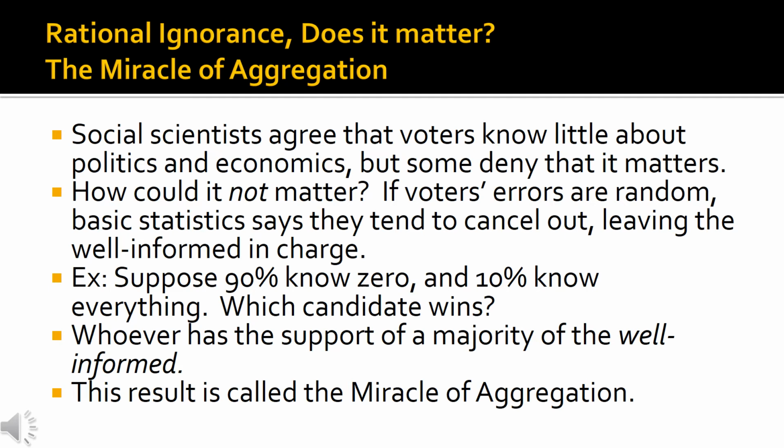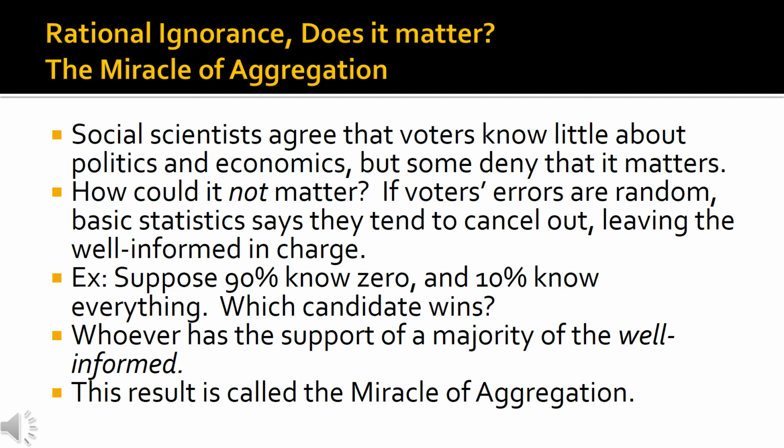So let's say, in this example, 90% of voters have no idea. They're completely rationally ignorant. They're just randomly voting between one of the two major candidates. And there's 10% of the voters who do know exactly what the candidates' positions are and whether those positions are going to be good or bad.